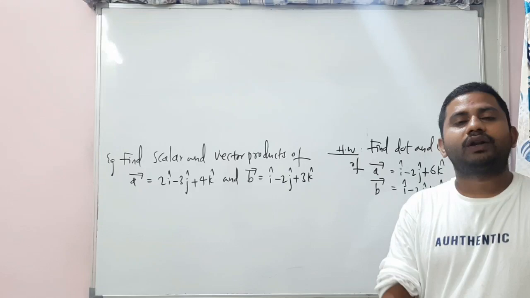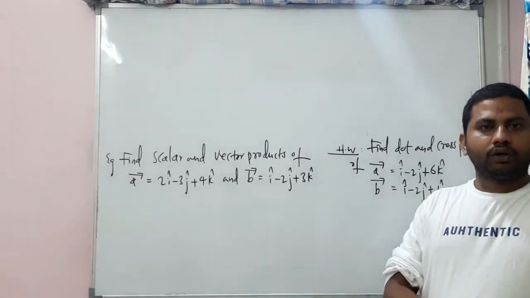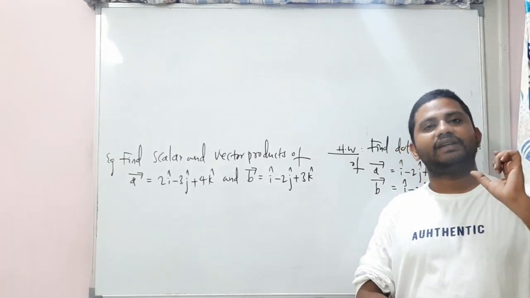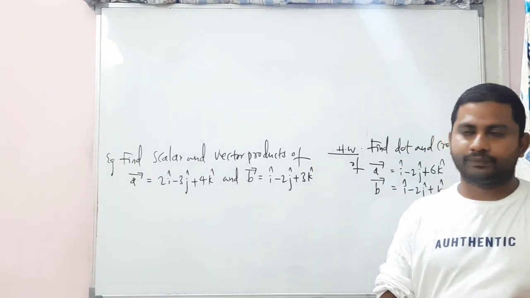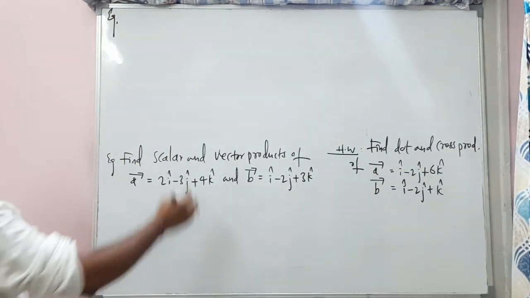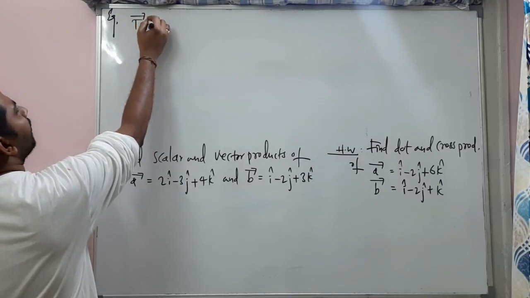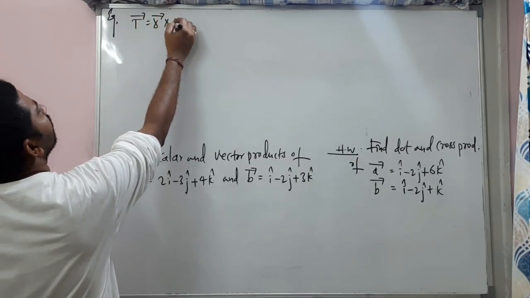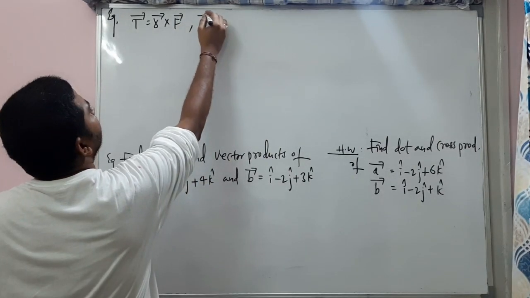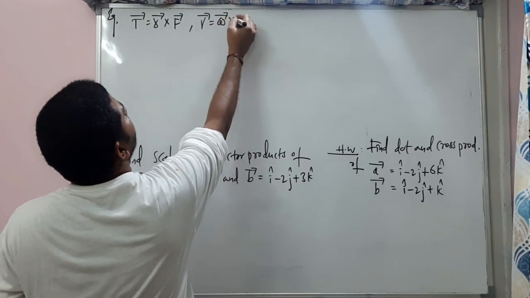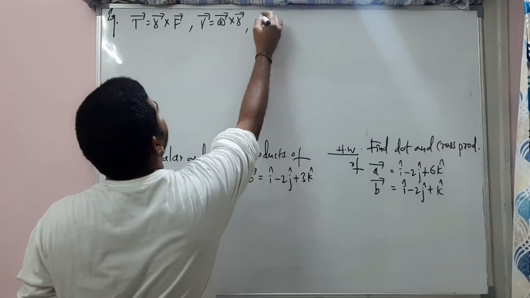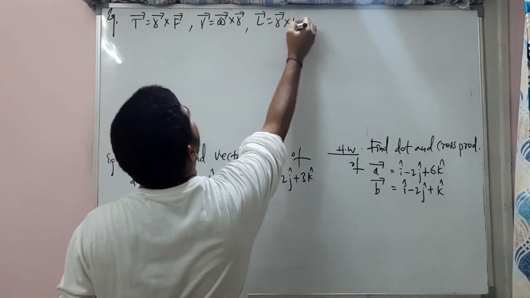We'll continue the session. All right, students, let's talk about the scalar product. When two vectors are given, how do we find the scalar and vector product of them? Let's move on. Before that, let's see some examples. I can write tau bar is equal to r bar cross F bar, comma, v bar is equal to omega bar cross r bar, comma, L bar is equal to r bar cross p bar.